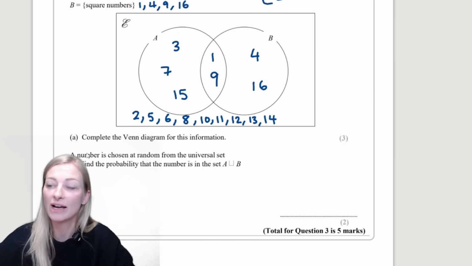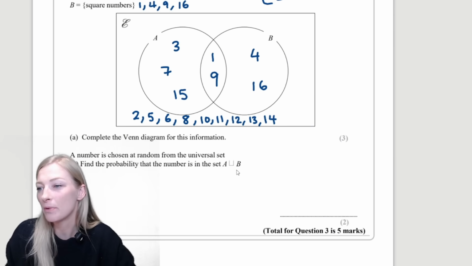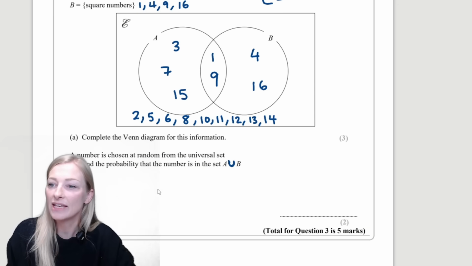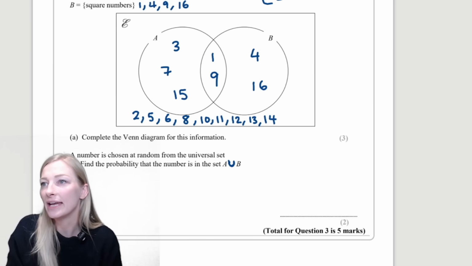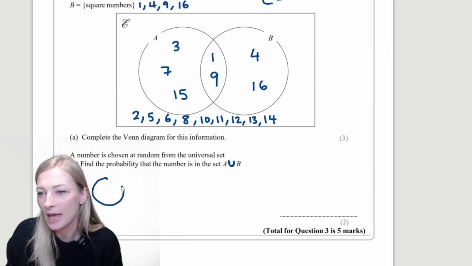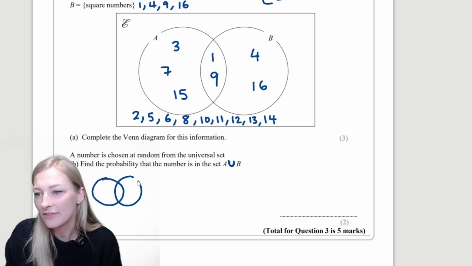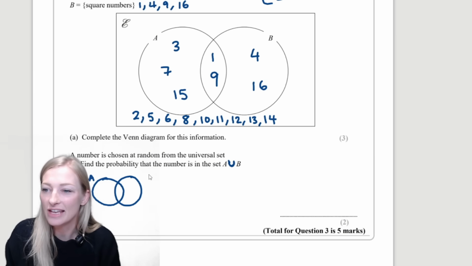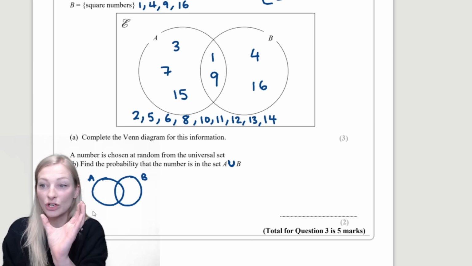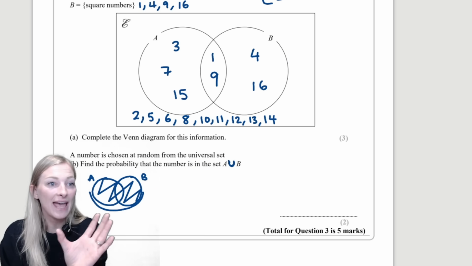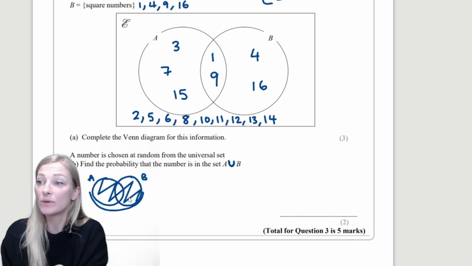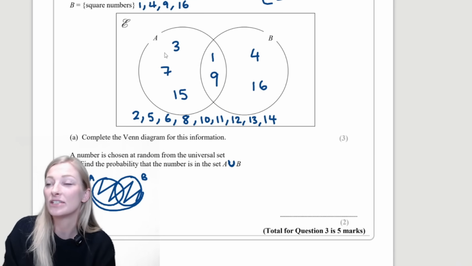A number is chosen at random from the universal set. Find the probability that the number is in the set A union B. So for A union B, let me draw my two little pictures for you. If you have the union, I want you to think of it like a bucket. It's going to scoop all of the numbers from A or B into it. So any numbers from A or B can be scooped into it.